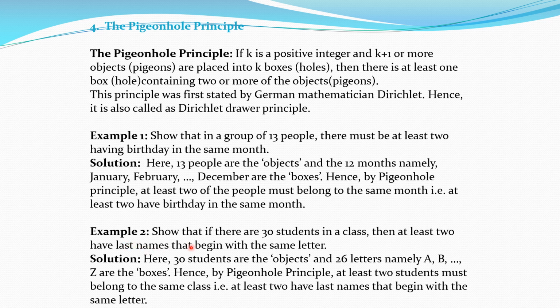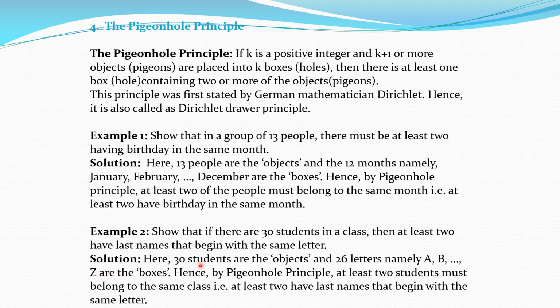Show that if there are 30 students in a class, then at least 2 have last names that begin with the same letter. Now see how many letters are there? 26 letters are there, A to Z. Now as there are 30 students, they have 30 last names. So we are considering 30 students as the objects and 26 letters, namely A to Z, as the boxes.